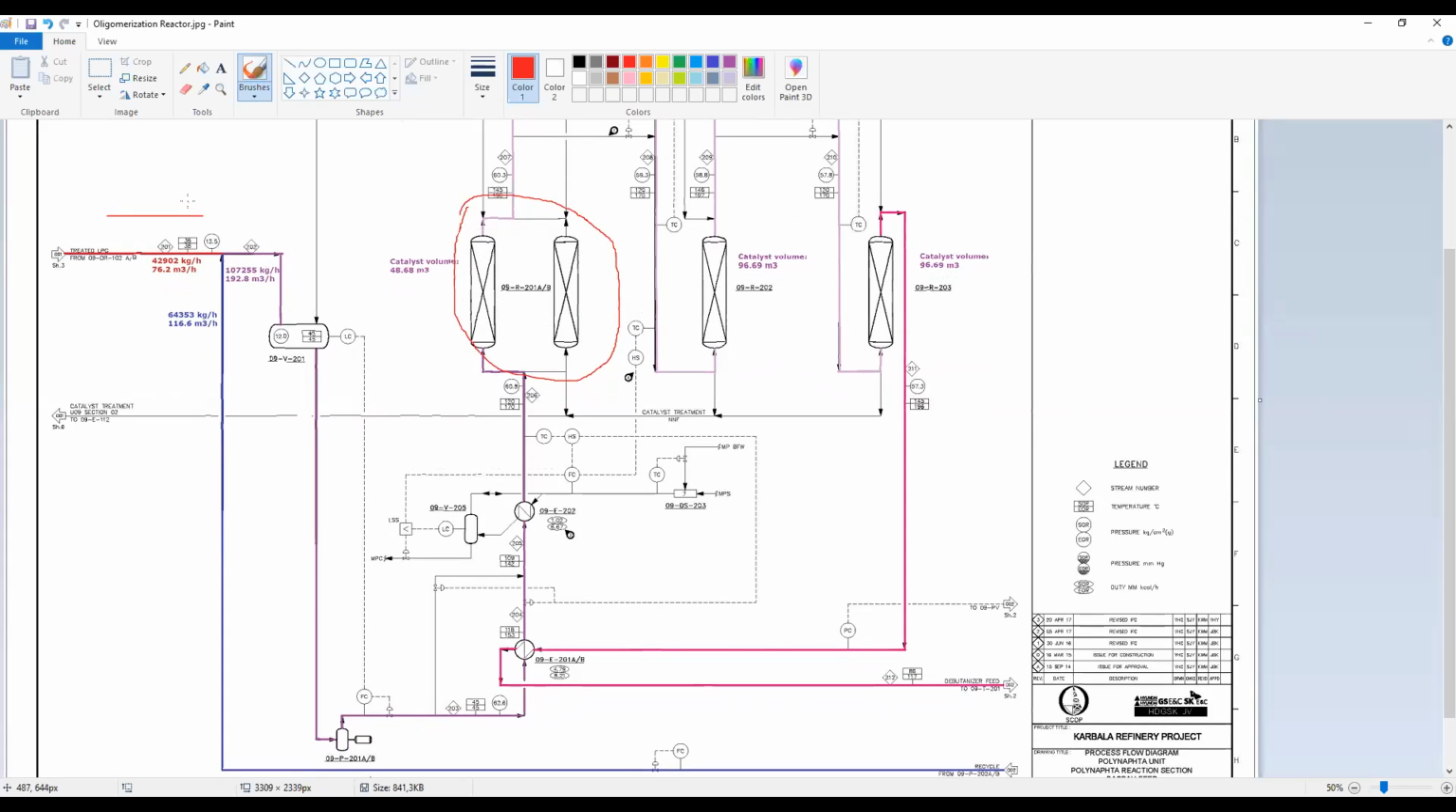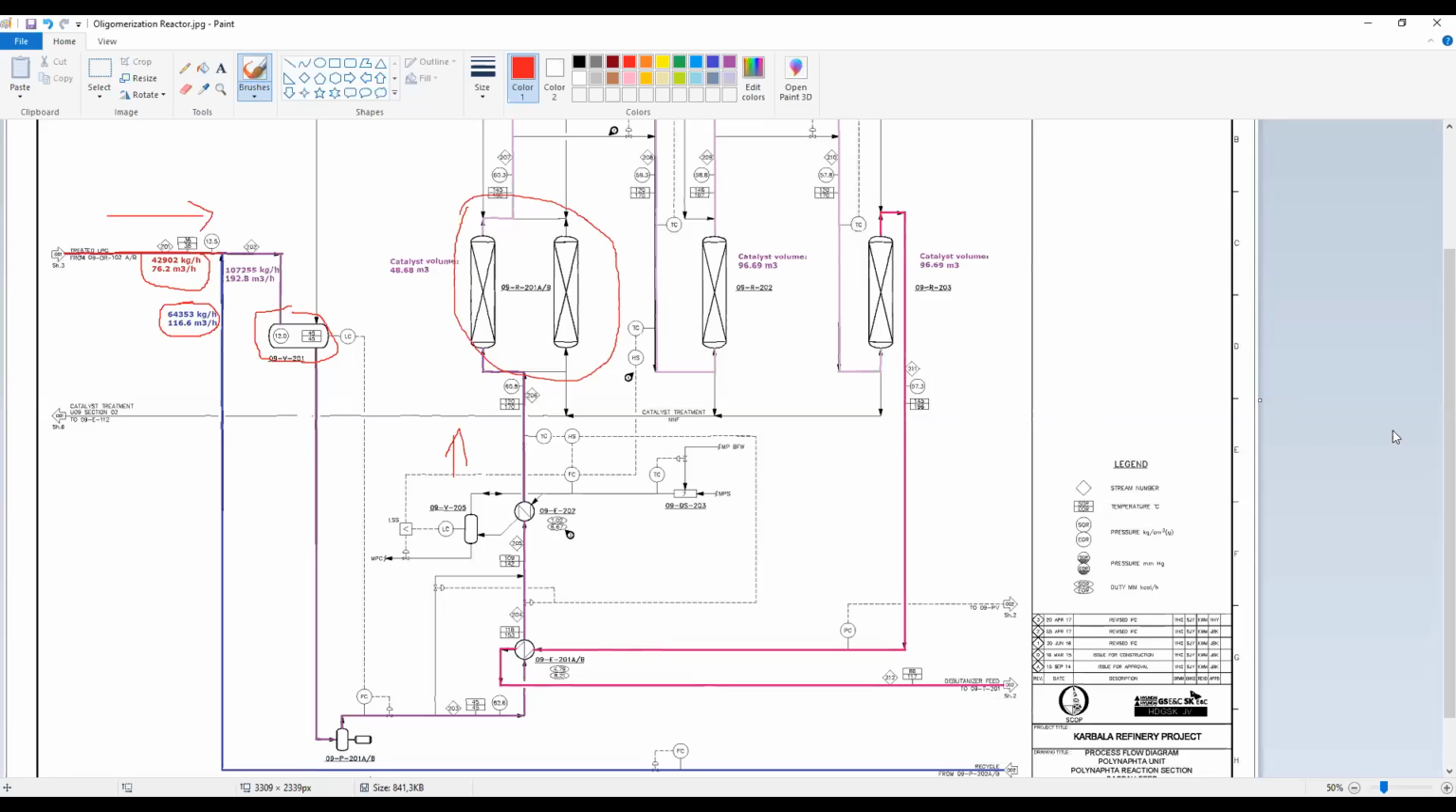So you have here the inlet to the section. You have here the inlet, the treated LPG from the alkylation unit, with these flow rates. You have here the blue stream, that is the recycle. As you can see, it is a high flow rate of recycle. You have to keep it to control the temperature rise in the reactor. And then you will go to this drum, and then you will go to the different reactors.